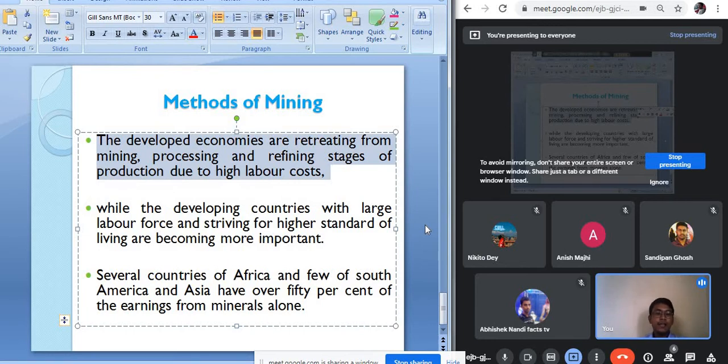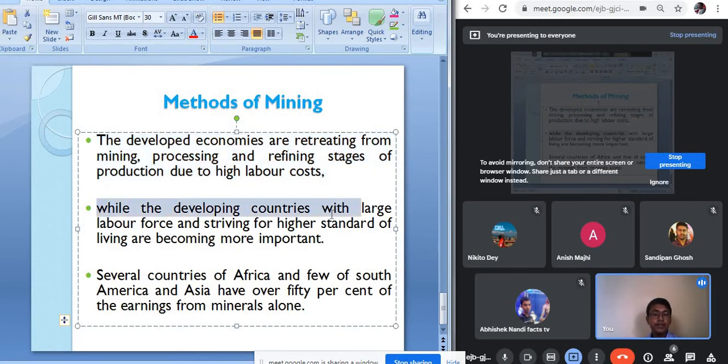So they are not utilizing the minerals of their own country because in their own country the labor cost is very high, as well as the cost of the mining procedure. So instead of carrying out mining in their own country, they find it more profitable to purchase the minerals from other countries. So many of the developed countries are not carrying out mining activities or the processing of the minerals because of high labor cost and high cost of mining activity.